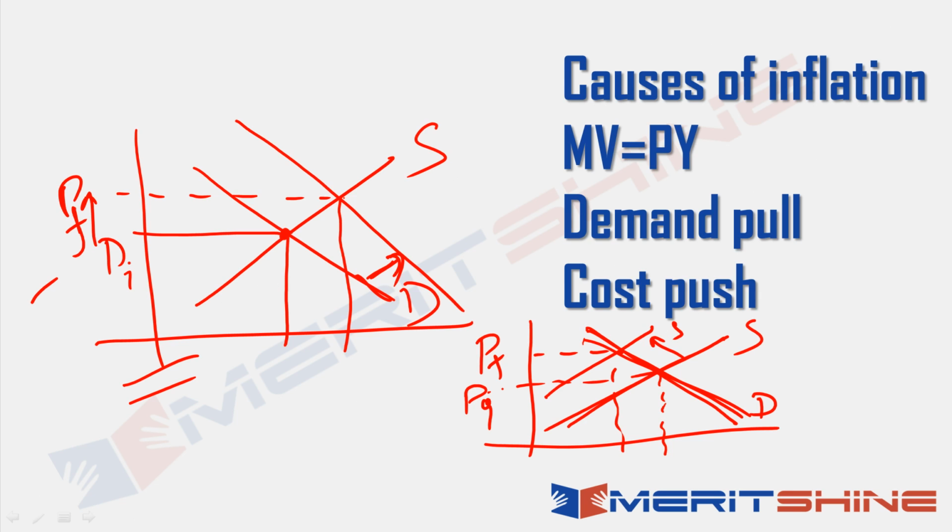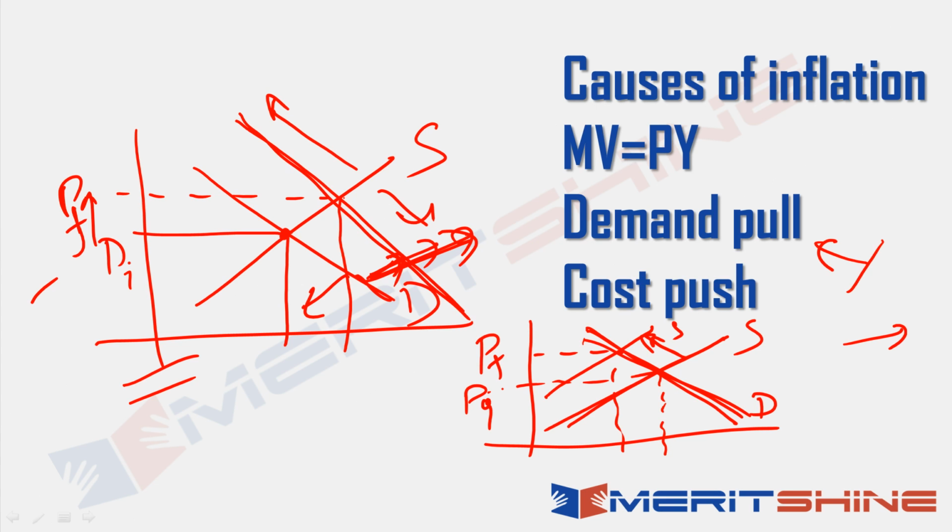Cost push is simple, the supply decreased. It's always the same: a decrease moves left, an increase moves right. So a demand increase shifts right, and this is the new graph. A supply decrease shifts left, and this is the new graph. So cost push or demand pull, this is it. The cost price of the commodity increases, supply decreases, and prices increase. If demand increases with the same supply, you will be able to sell at higher prices.